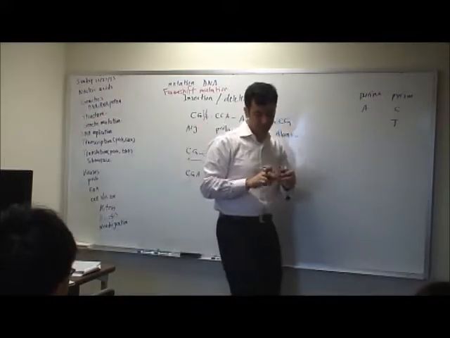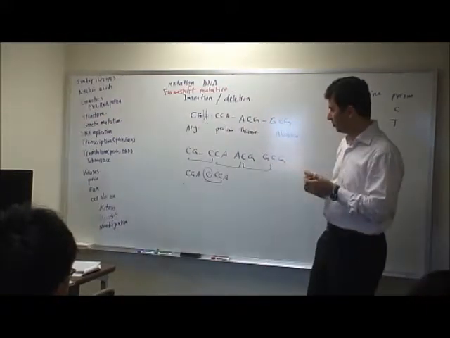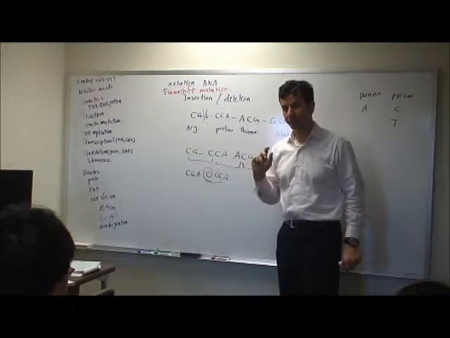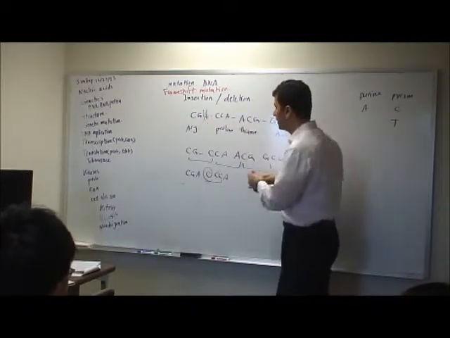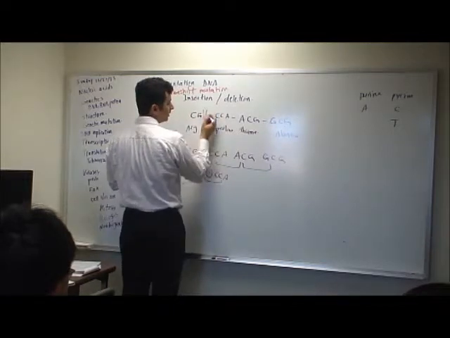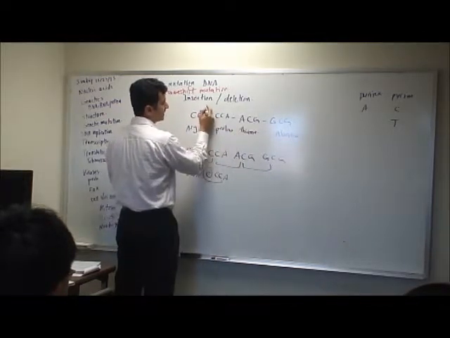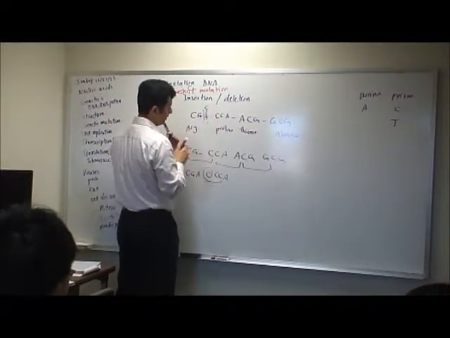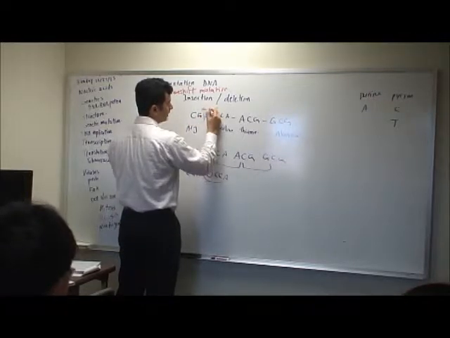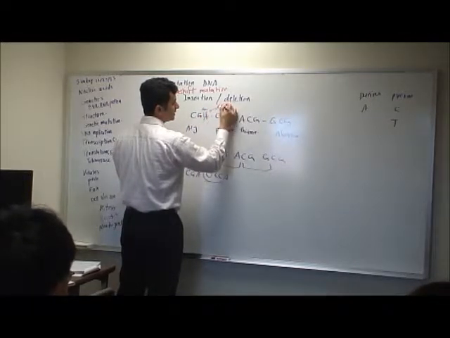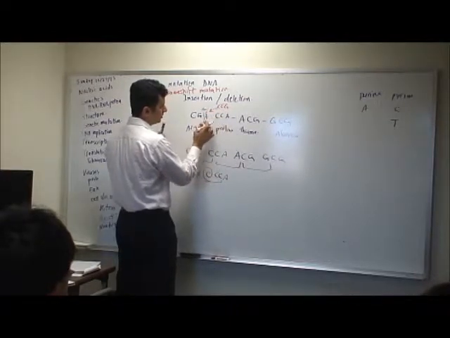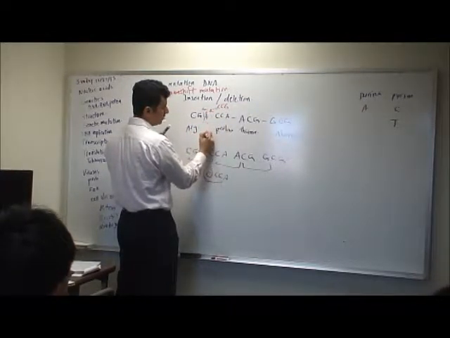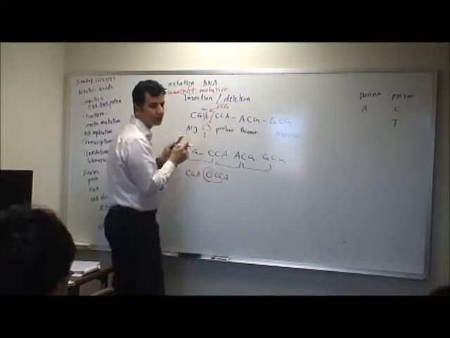I saw that in one of the tests. If you insert a multiple of 3, you do change the sequence of amino acids, right? Let's say I insert another CCA right here, let's say CCG. If I insert this, then you introduce a new amino acid here that corresponds to this.